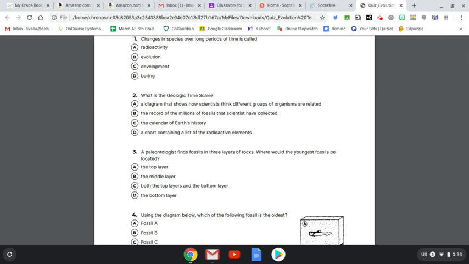Number three, a paleontologist finds fossils in 3 layers of rocks. Where would the youngest fossils be located? Is it A, the top layer, B, the middle layer, C, both the top layer and the bottom layer, or D, the bottom layer?